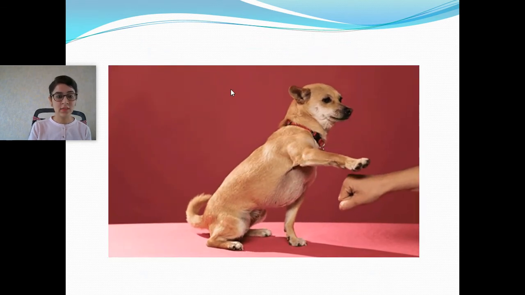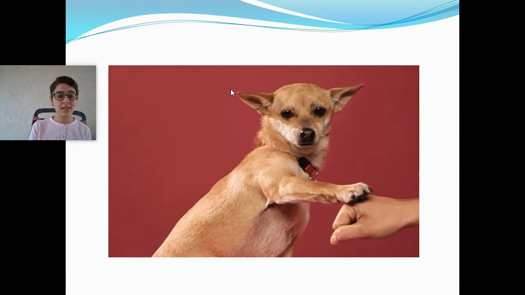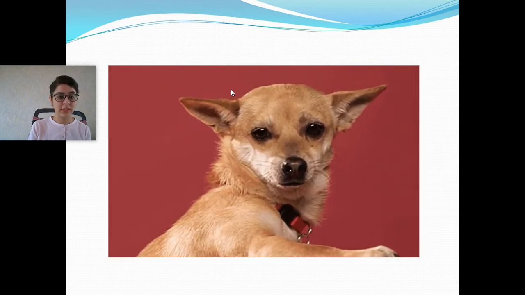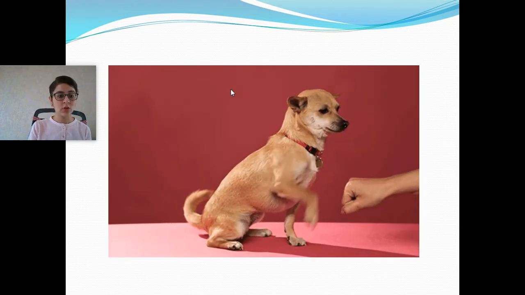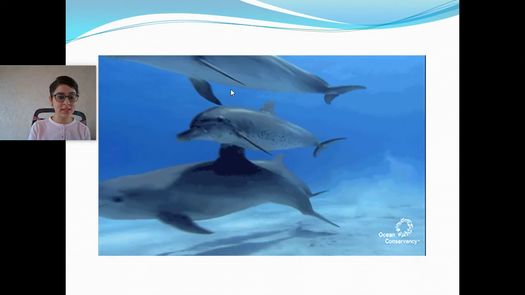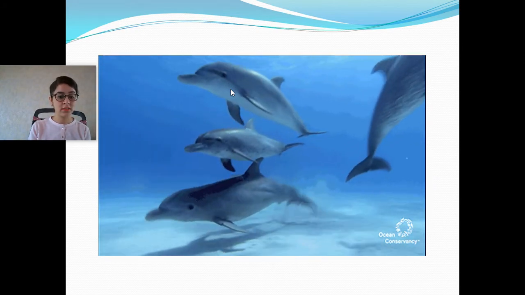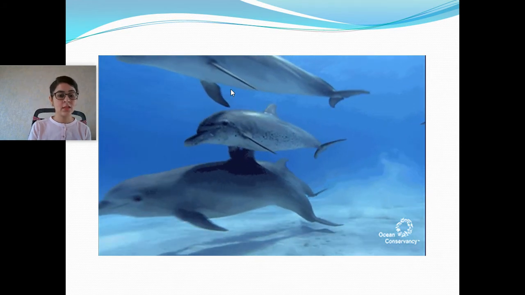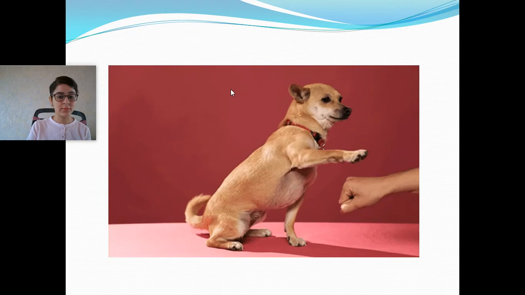D the dog. Which animal is this? This is dog. D the dog. Wow. Which animal is this? This is D the dolphin. D the dolphin.